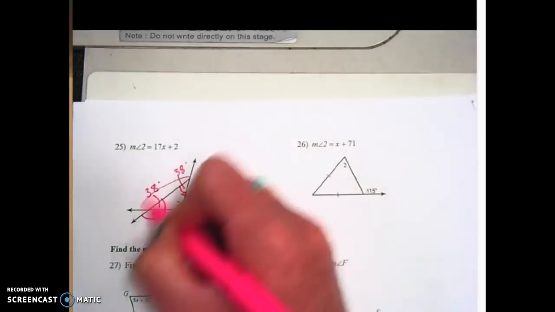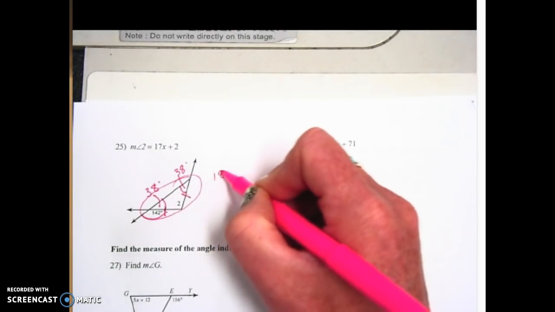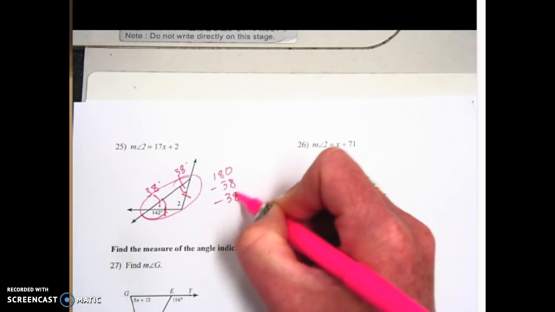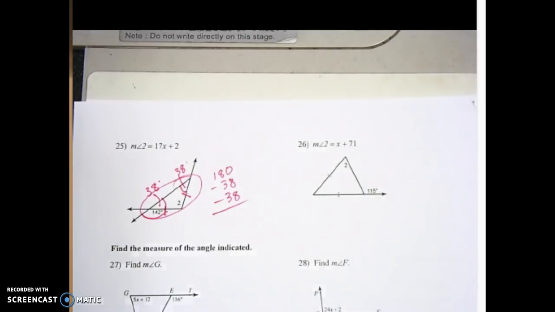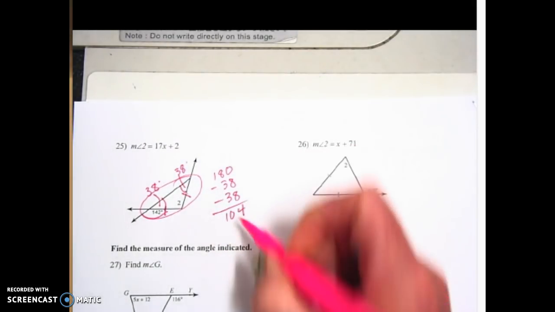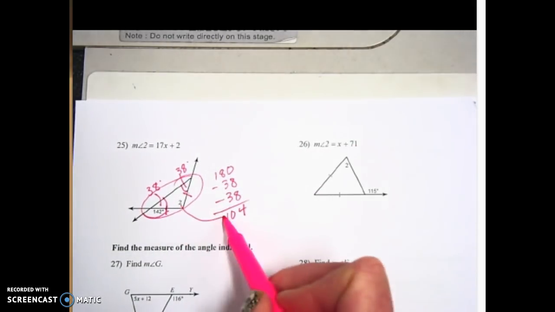We want to start with the total degrees in a triangle, which is 180. Subtract the 38 twice. That gives us 104. And that's going to be our angle 2.